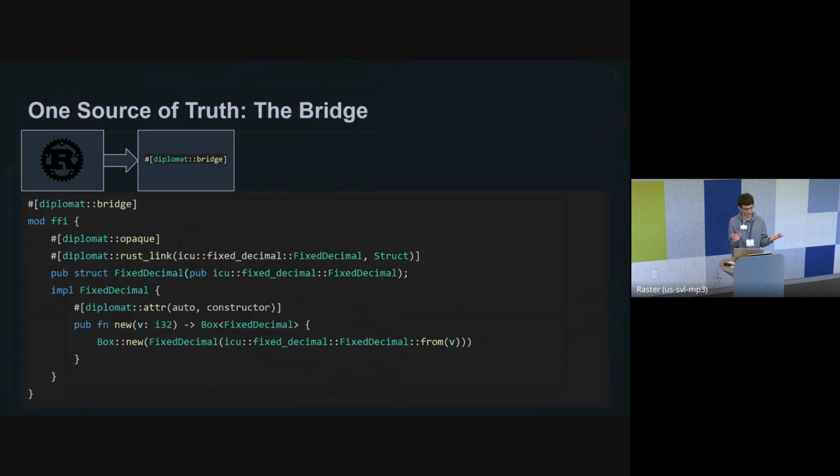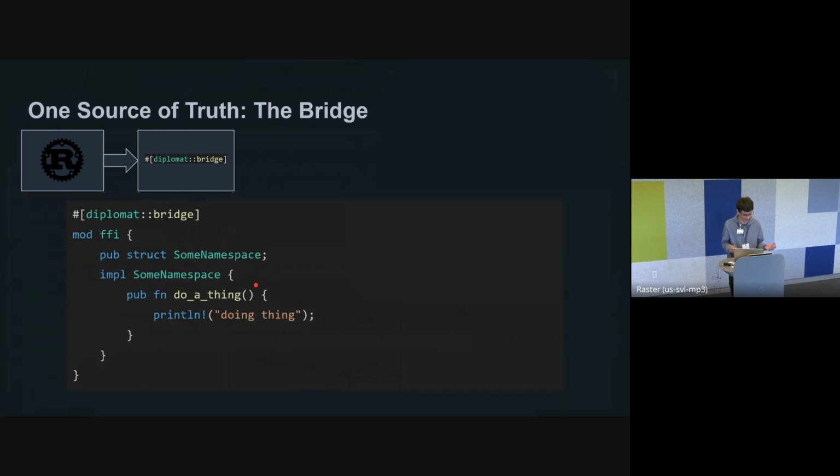So let's get a little bit into it. I have here this diagram that I created, and we'll check in on this diagram every now and then as we progress through the slides. What we have here is the Diplomat bridge, and this is where everything starts. So we start out in Rust, and now we are at the Diplomat bridge, which is still in Rust.